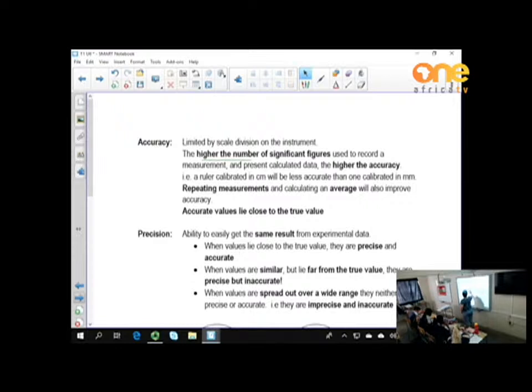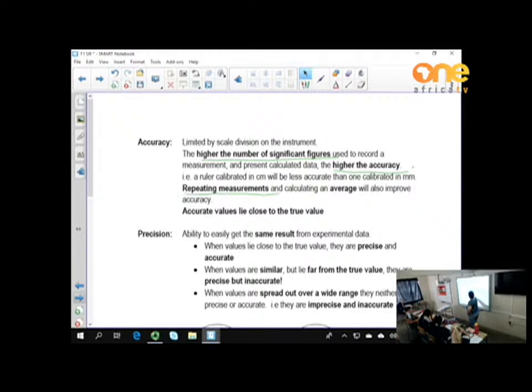They say the higher the number of significant figures used to record a measurement and present calculated data, the higher the accuracy. But remember, it is limited by the instrument. You cannot be more accurate than the instrument. That's impossible. If I have my ruler calibrated not in millimeters, but in tenths of a millimeter.